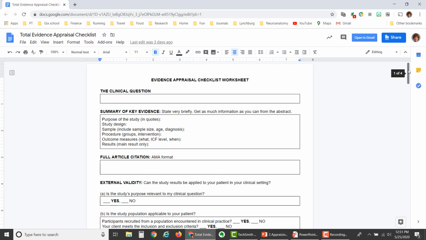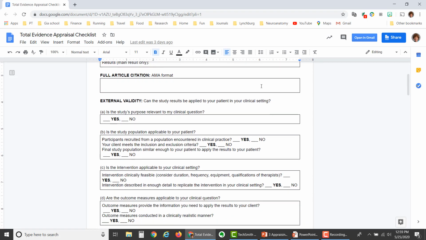Okay, filling out this, there's a clinical question, which we've talked about in the form that you're going to fill out in class, the following class period. The next class period is going to have the clinical question written in here for you. What you're actually going to go ahead and do in class is fill in the summary of key evidence, and all this information you can get from the abstract of the paper. Again, don't have to do anything now. We're all going to do this in a group during class time. The full article citation will be filled out for you. We'll talk more about AMA format later in the class.